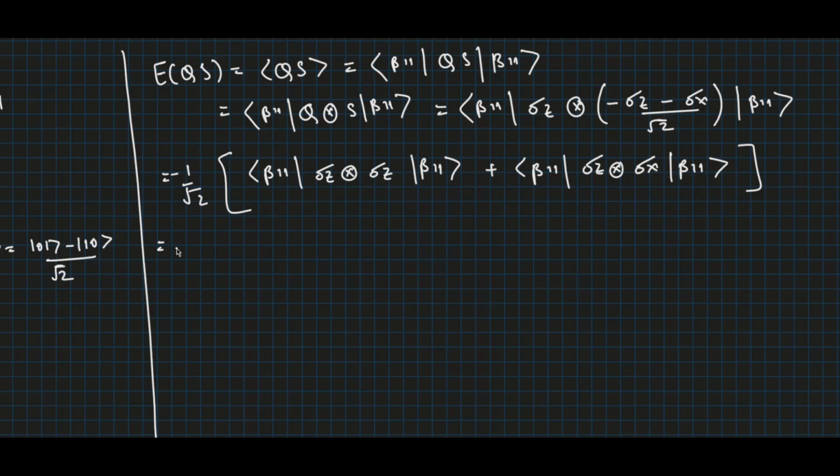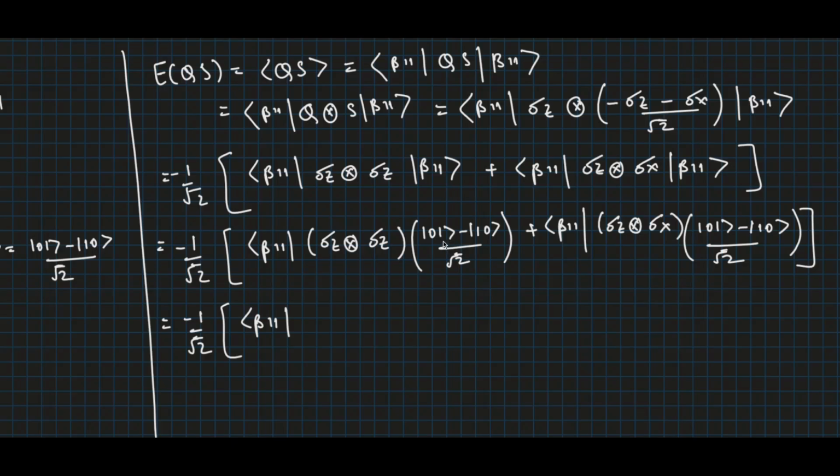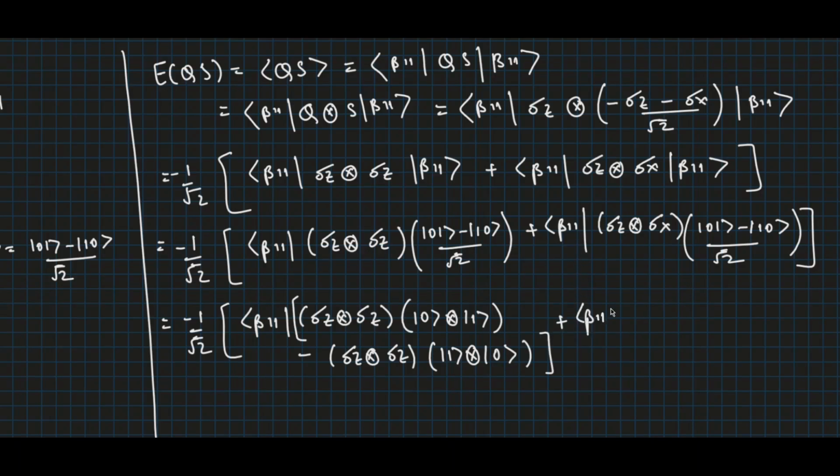So let's open this ket, which would be 1/√2 β11 σZ ⊗ σZ into (01 − 10)/√2 plus β11 σZ ⊗ σX into (01 − 10)/√2, which would be equal to −1/√2 β11. Now we know these two qubits are the tensor product of 0 and 1. So we can write σZ ⊗ σZ into 0 ⊗ 1 for this ket minus σZ ⊗ σZ into 1 ⊗ 0. Similarly, we have β11 σZ ⊗ σX into 0 ⊗ 1 minus σZ ⊗ σX into 1 ⊗ 0.